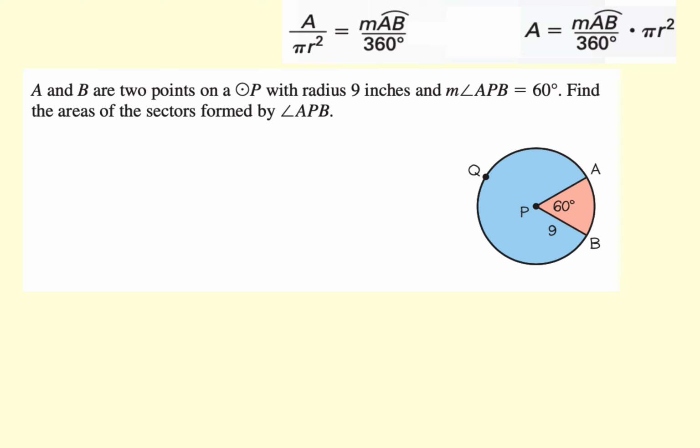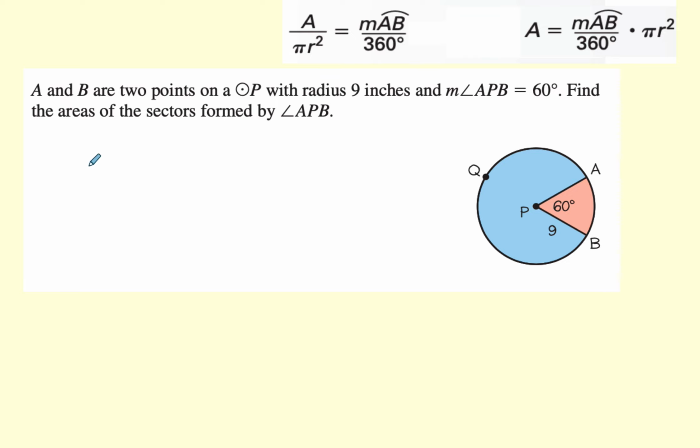All right, we'd like to find the area of both sectors, the small one, which is this angle 60 degrees, and then the blue one, which is the bigger one. I'm going to show you the smaller one, and then I'm going to give you the answer to the bigger one in the next screen.